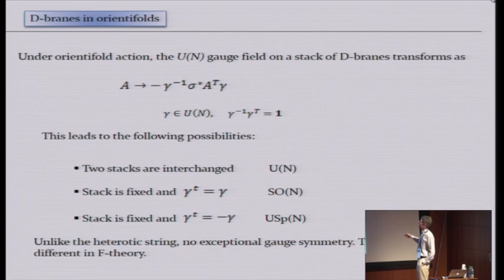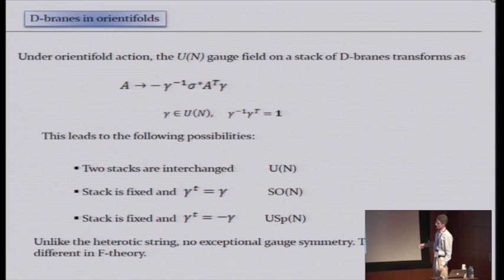And it turns out there are basically two possibilities. Either gamma inverse gamma transpose equals 1 up to a gauge transformation, and we get a nice involution. You have either two stacks of branes which are interchanged. So I start with the U(N) gauge group on this stack and a U(N) gauge group on the other stack. And then by projecting out, I just get a single U(N) gauge group on that stack. So that ends up with a U(N) gauge group.